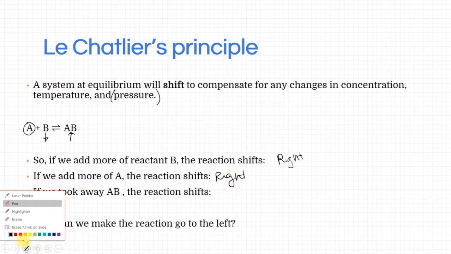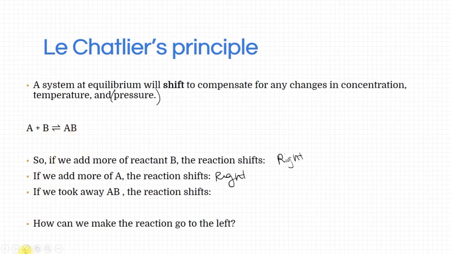Okay. All right, so what about if I take away, so I'm going to decrease the amount of AB, right? So that's the change I'm doing to it. I'm taking away some, decreasing it. Now I don't have enough product, so the reaction has to go this way. We have to make more product. So A and B are going to react, and I'm going to get some AB, so it's going to shift right again.